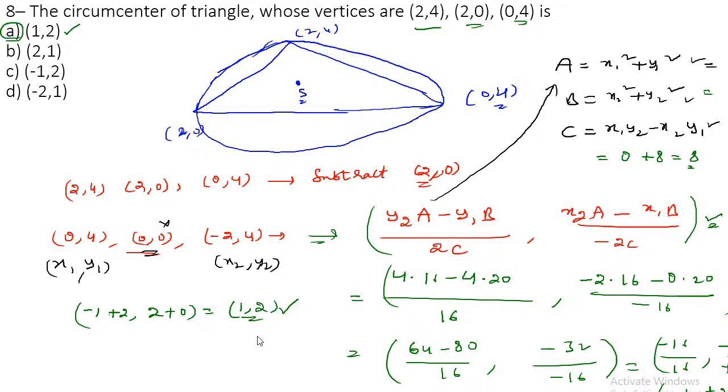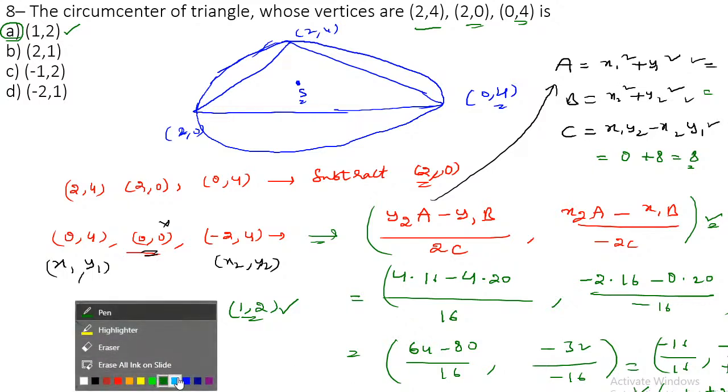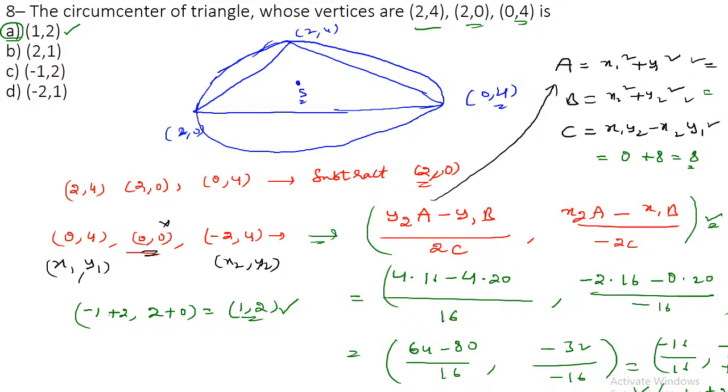1 comma 2 is the circumcenter. So this is not the final answer, you should not get confused here. We need to add the point from which we subtracted the given vertices of the triangle, and at the last we need to add the same point. So now we get 1 comma 2 as the circumcenter.